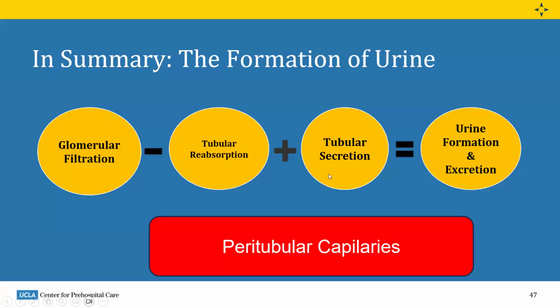This is another way to look at it. Here's our peritubular capillaries. We're reabsorbing some, what we want to keep. We're getting rid of what we don't want to keep. And then the end result is urine formation, which we will excrete via micturition.